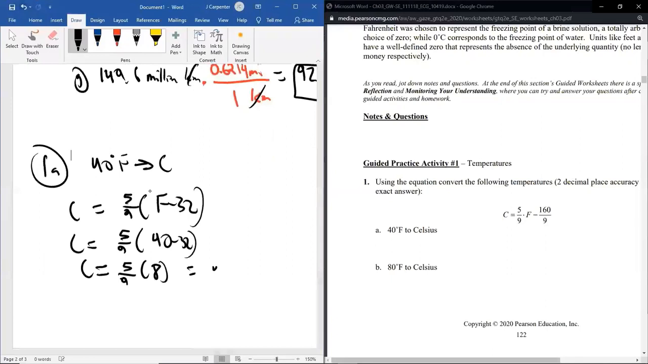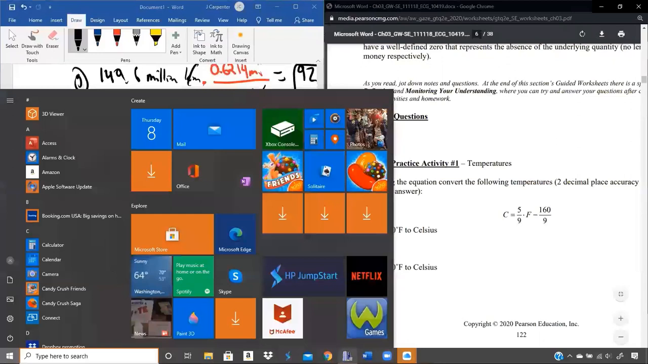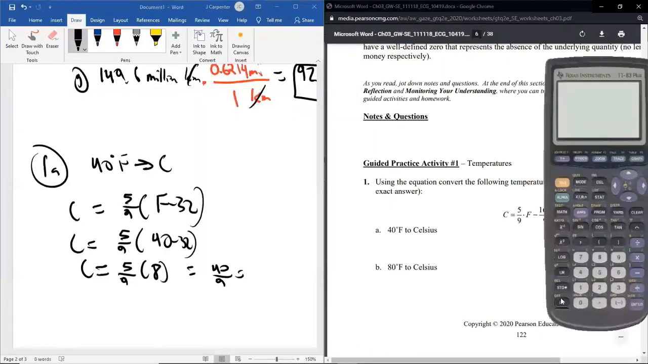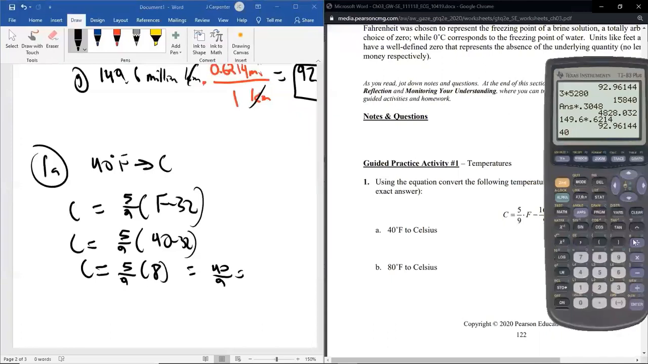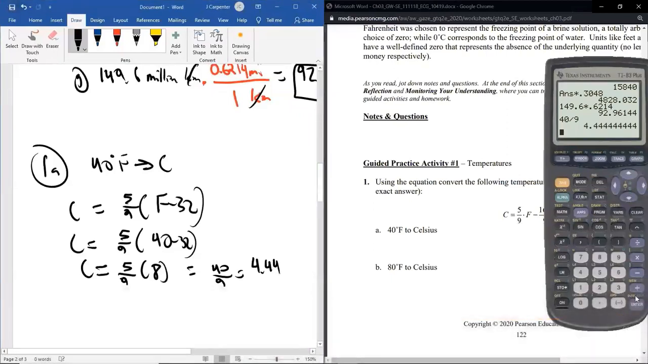5 times 8 is 40. 40 divided by 9, and you wouldn't have had to do that middleman step if you didn't want to. 40 divided by 9, my calculator batteries are dead, I guess. 40 divided by 9 is 4.44. Now we know we're in Celsius, so it's 4.44 degrees Celsius. So 40 degrees Fahrenheit is equivalent to about 4 degrees Celsius. Then you ask, does it make sense? Well, yes, because 32 degrees Fahrenheit is 0 in Celsius. 40 is close to 32, and 4 is close to 0. So I'd say that makes sense.